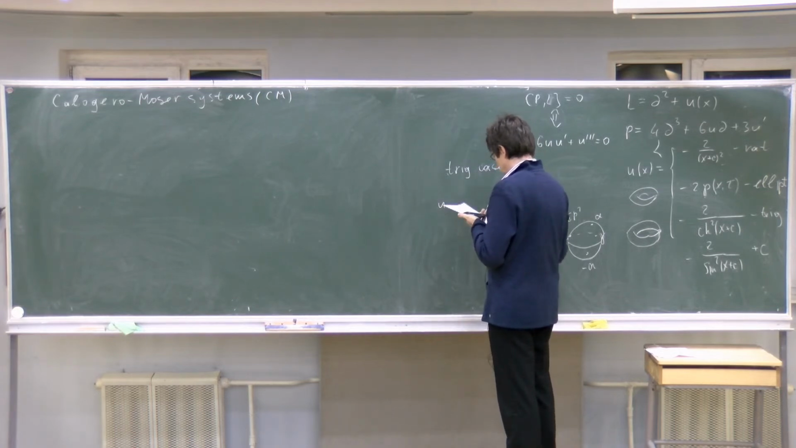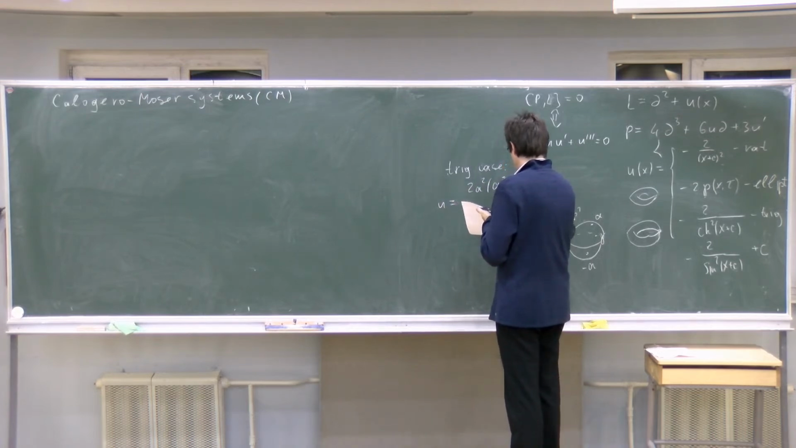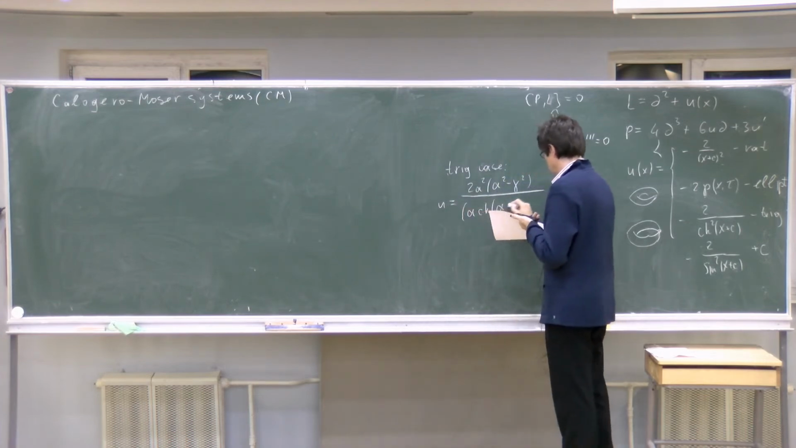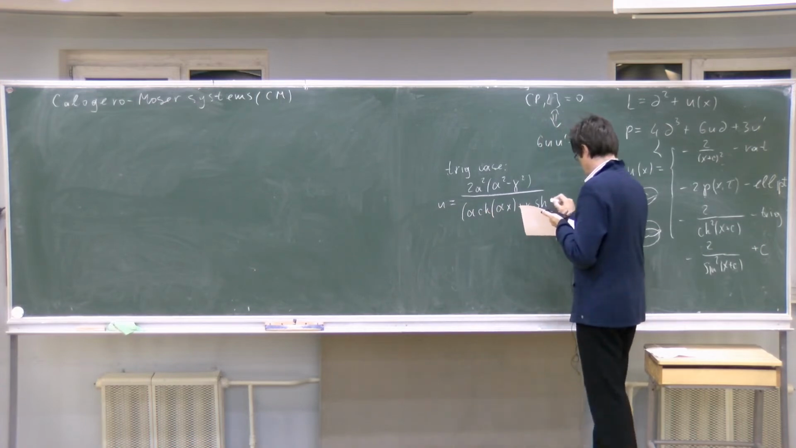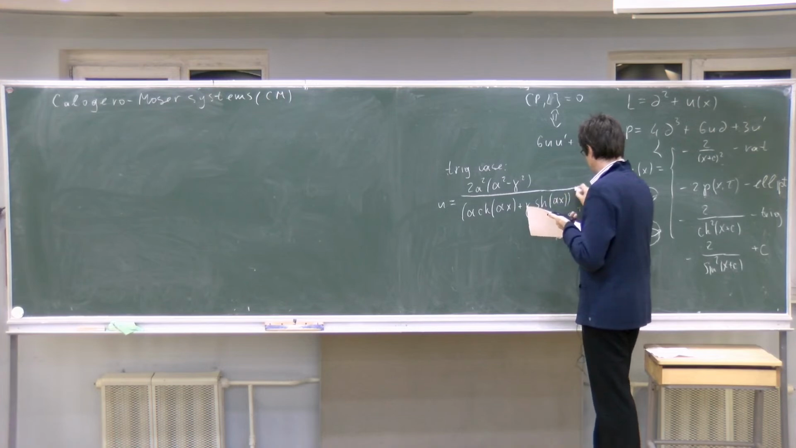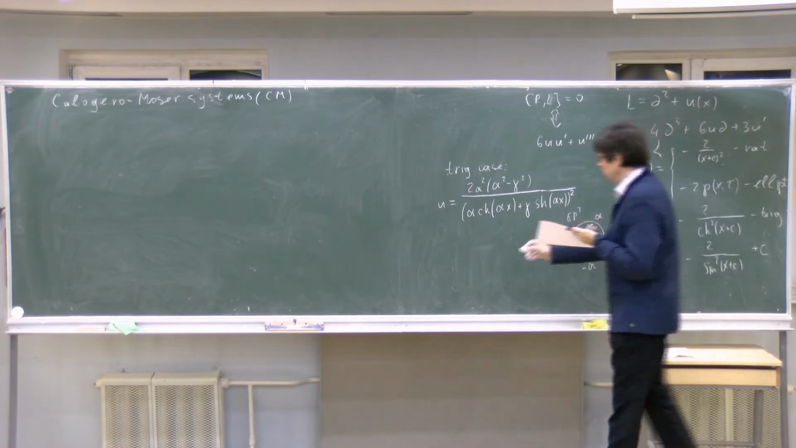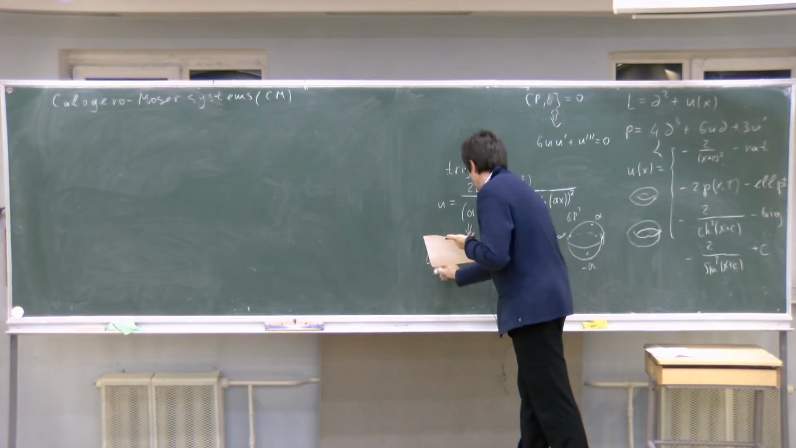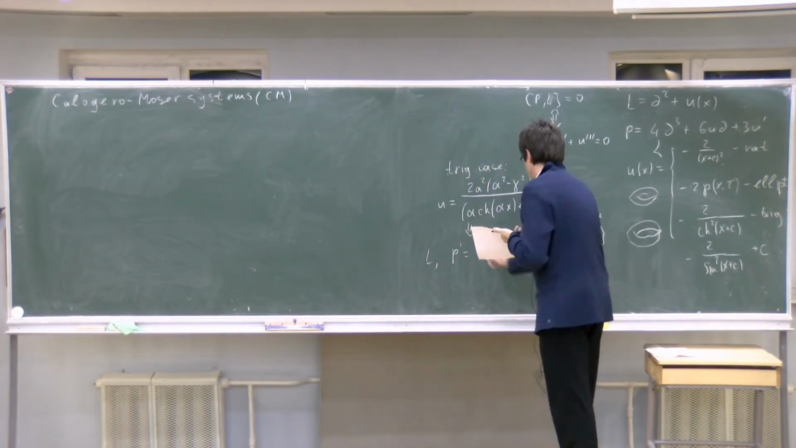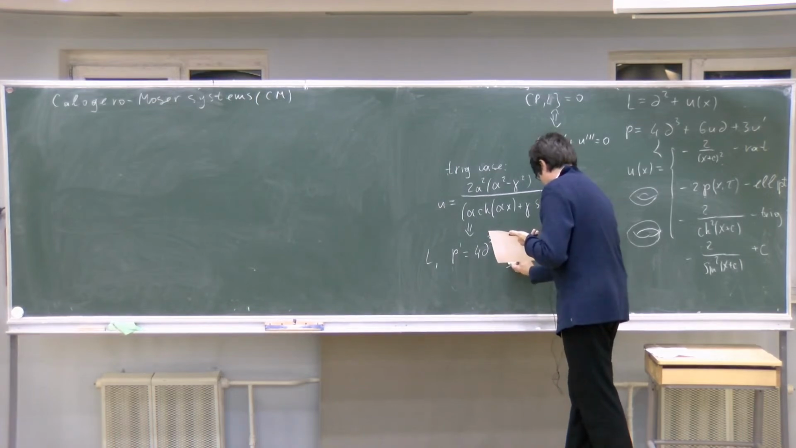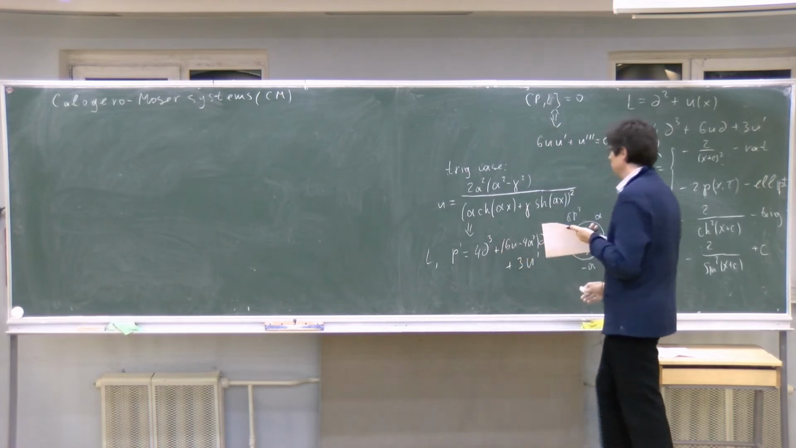So if you just put u is equal to 2a squared minus gamma squared modulo a cosine ax plus gamma sine of ax squared, then the operators L and P prime, where P prime is just the operator of the following type, plus 6u minus 4a squared d plus 3 prime, will commute.